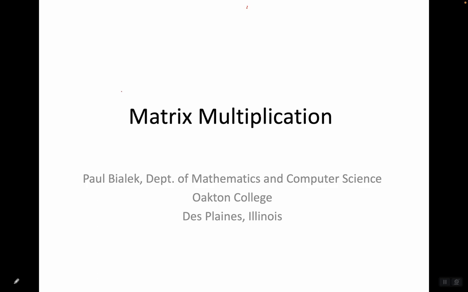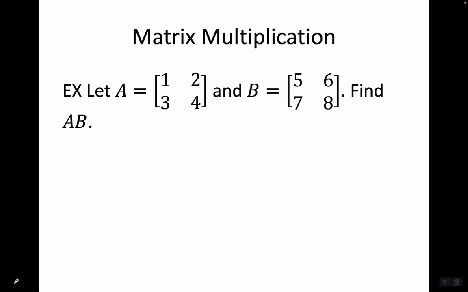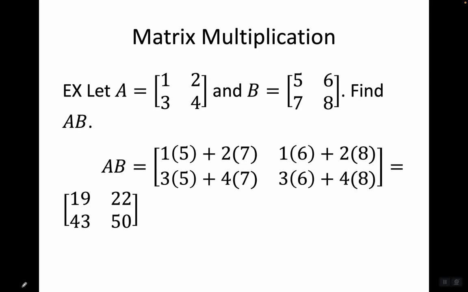Let's talk about matrix multiplication. Let A equal [1, 2; 3, 4] and B equal [5, 6; 7, 8]. Find AB. Here's how we calculate AB. It's basically multiplying this row and this column. It's 1 times 5 plus 2 times 7.